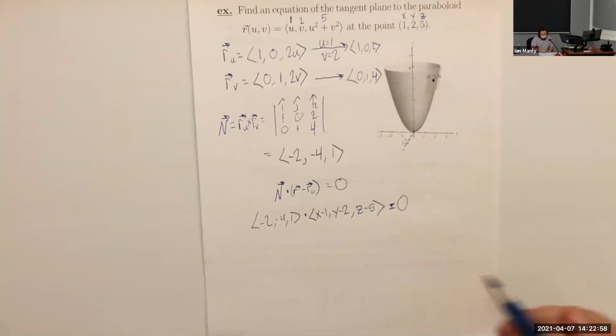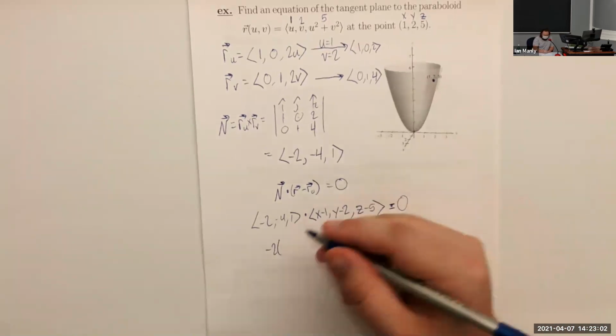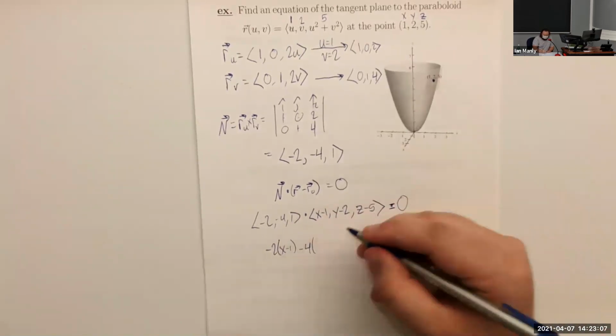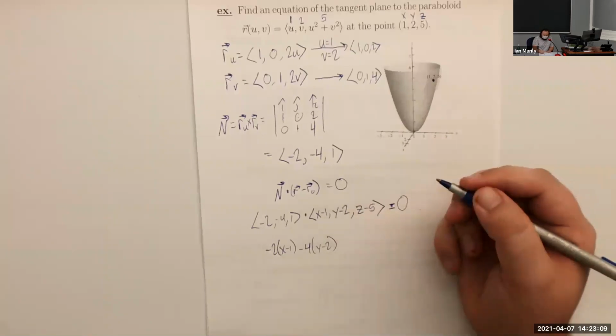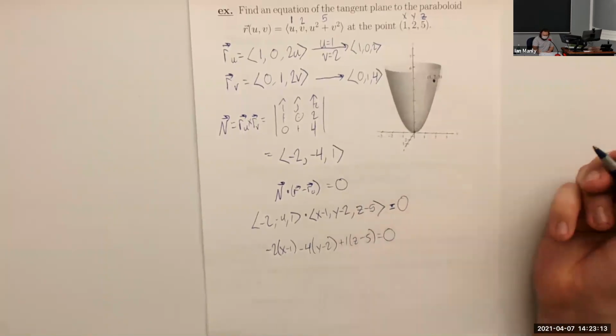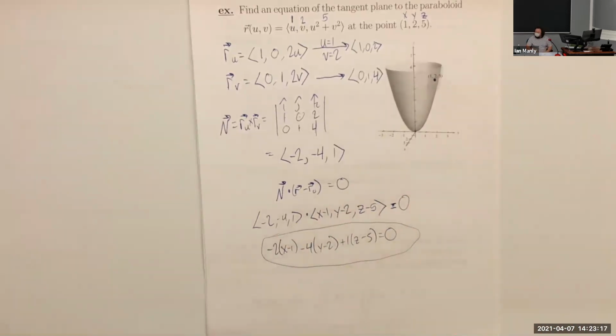All right, so let's see here. Let's go ahead and dot. So we have -2 times x minus 1. We have -4 times y minus 2. And then we have 1 times z minus 5, equals 0. And this seems to me an acceptable form for our tangent plane right here.